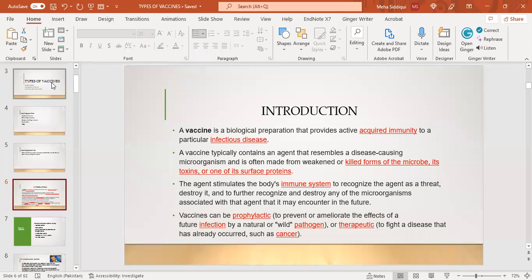The agent stimulates the body's immune system to recognize the agent as a threat, destroy it, and to further recognize and destroy any of the microorganisms associated with that agent that it may encounter in future. Vaccines can be prophylactic, that is, to prevent the effects of a future infection by a natural wild pathogen, or therapeutic, that is, to fight a disease that has already occurred, such as cancer.